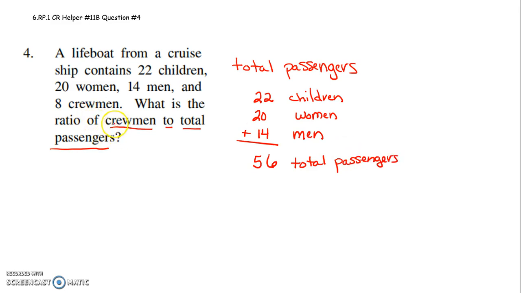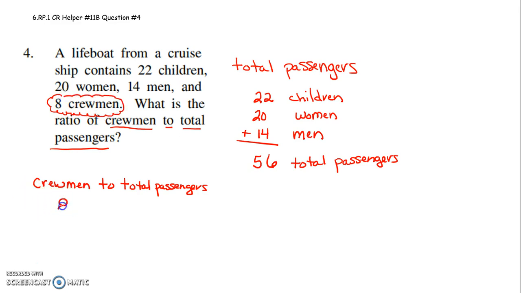I knew I had to find that because they asked me to find the ratio of crewmen to total passengers. So the ratio of crewmen to total passengers. And so what word comes before the word to? Crewmen. So I look up and I say, okay, there's 8 crewmen.